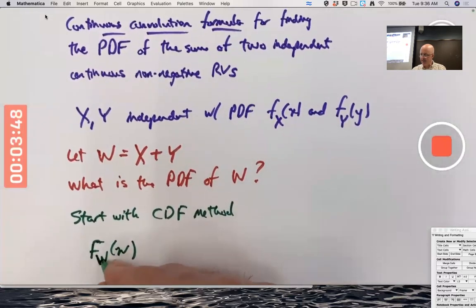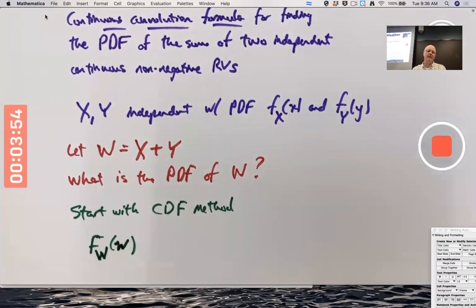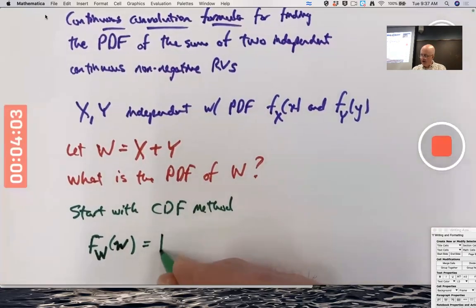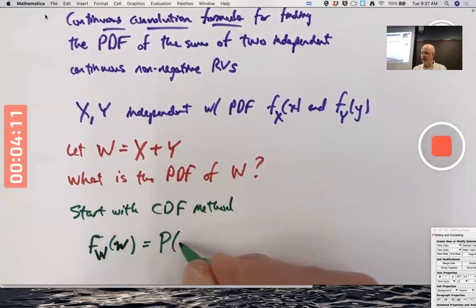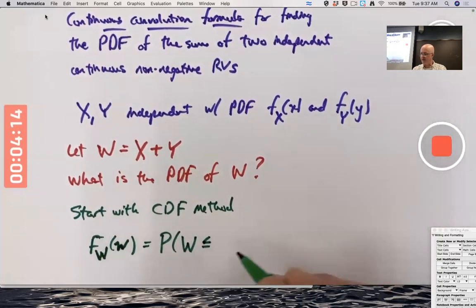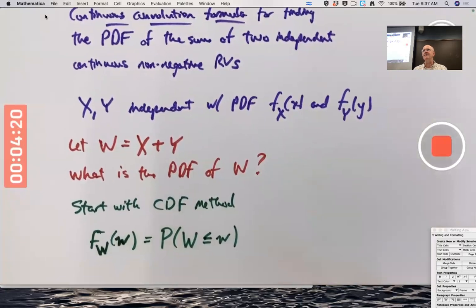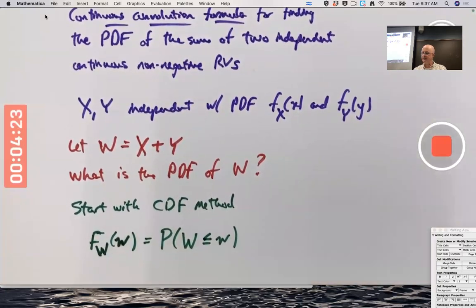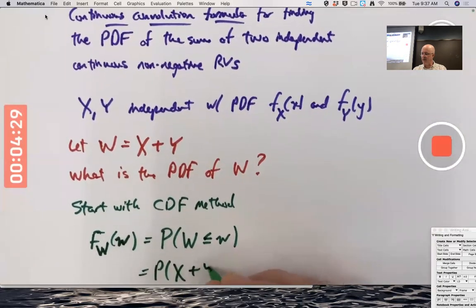So capital W is my random variable that is the sum of capital X and capital Y, and little w is the variable for the CDF and PDF of capital W. As always, remember this is always true whether your random variable is continuous, discrete, or mixed: the CDF is the probability that the random variable is less than or equal to the given input for this function, little w. The way you compute it after this point is what changes. Well, what is W? It's X plus Y.